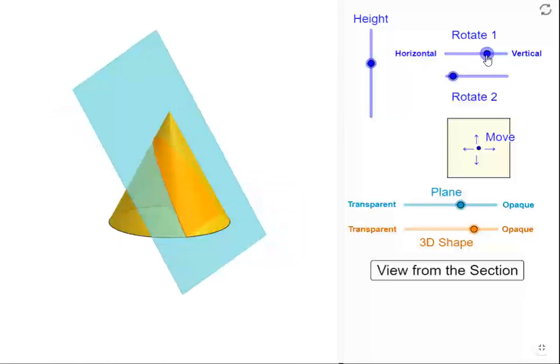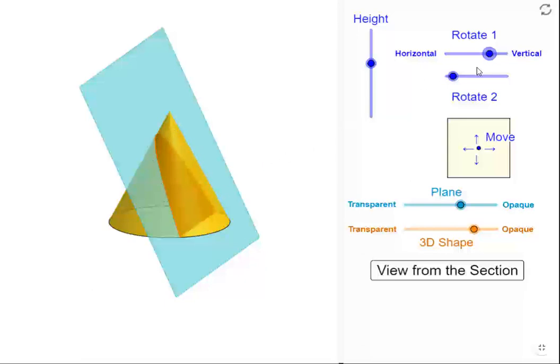until this plane cuts one of the sides of the cone and the base. So this forms a parabola. Okay, this is called a parabola.